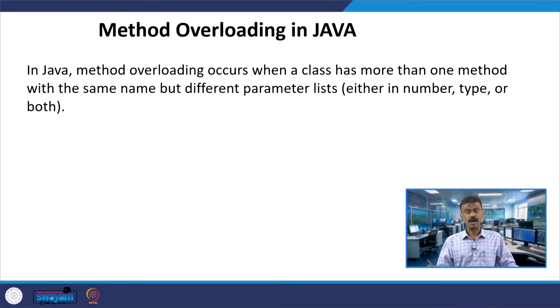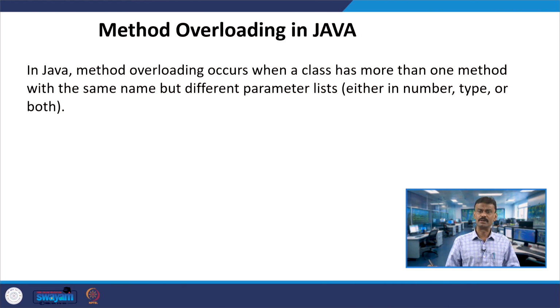So, welcome to lecture 19, polymorphism. Here we are going to see method overloading in Java. We had seen function overloading in C++, right. It is exactly the same as the function overloading that we had seen in C++. Here we are going to consider Java, and in Java this is called method overloading.